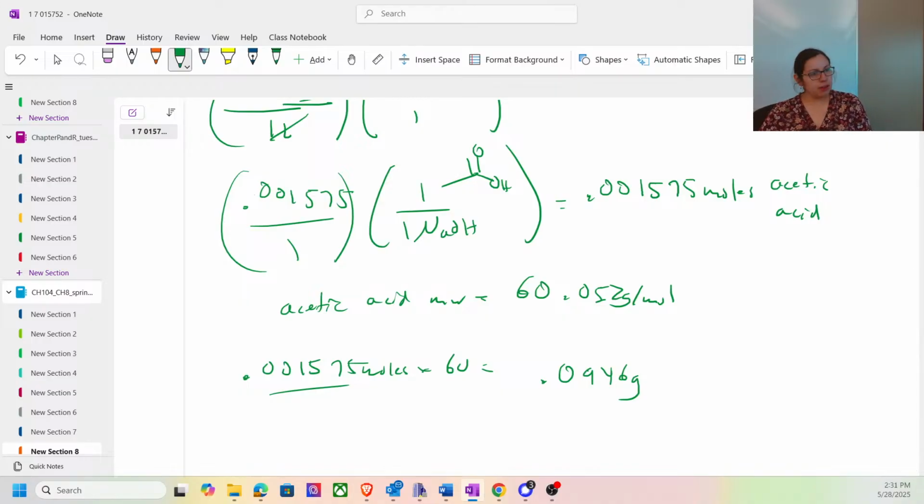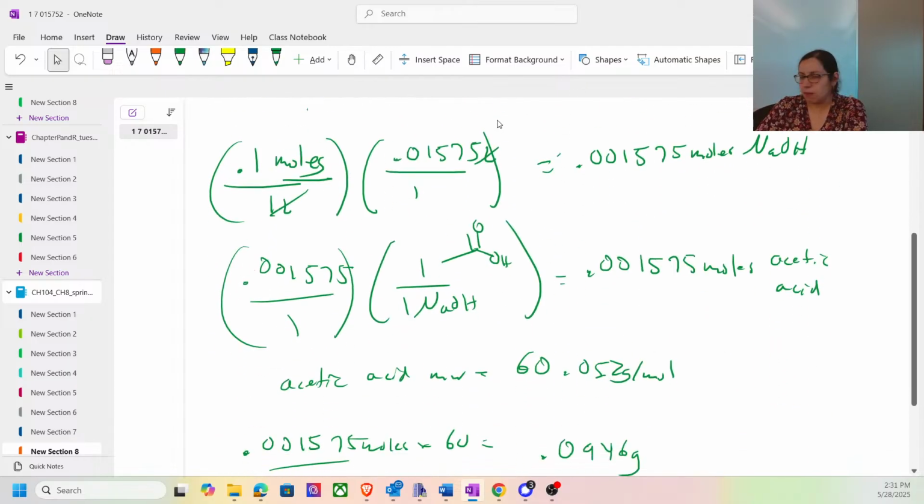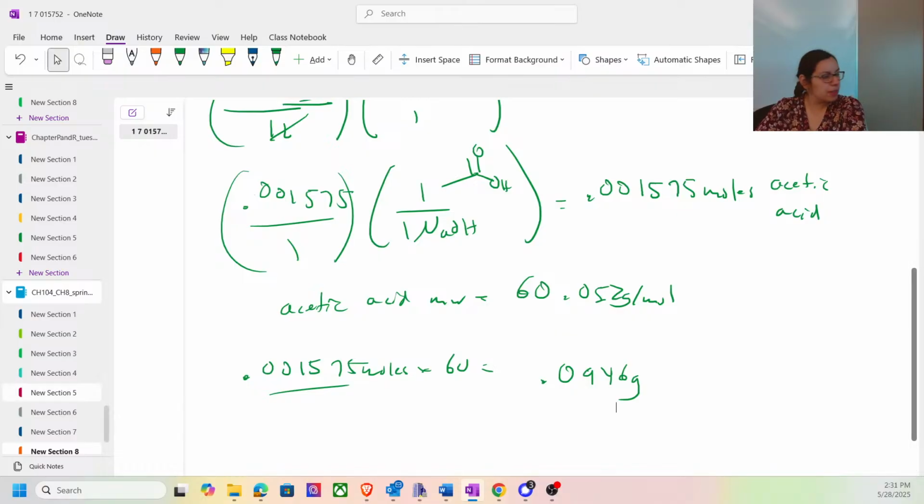So we haven't done too much, right? We just added one little extra layer of complication with our stoichiometry calculations with our molarity, right? But still the same basic principles.